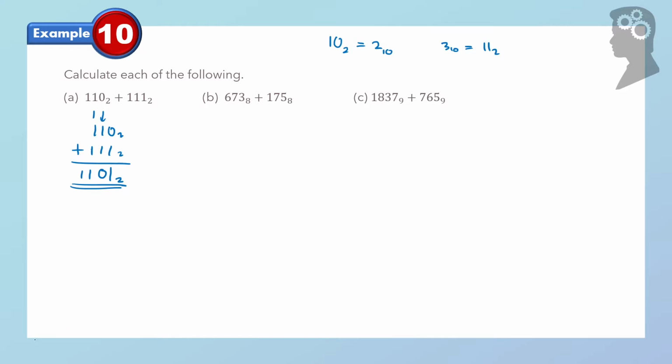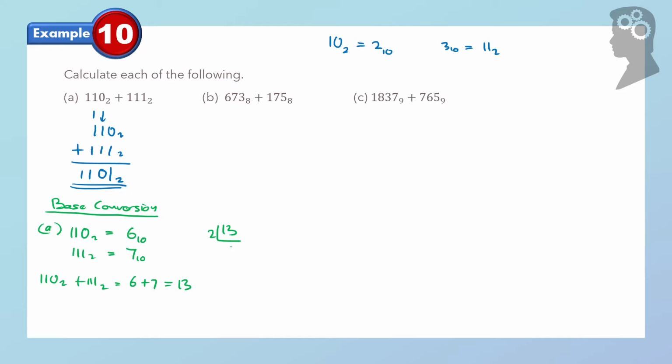But you can also do a base conversion. I'm going to do it in green ink for number A. So what you do is 110 base 2 is equivalent to 6 in base 10. And 111 base 2 is equivalent to 7. So then 110 plus 111 is equal to 6 plus 7, which is 13. So now we convert 13 to binary.